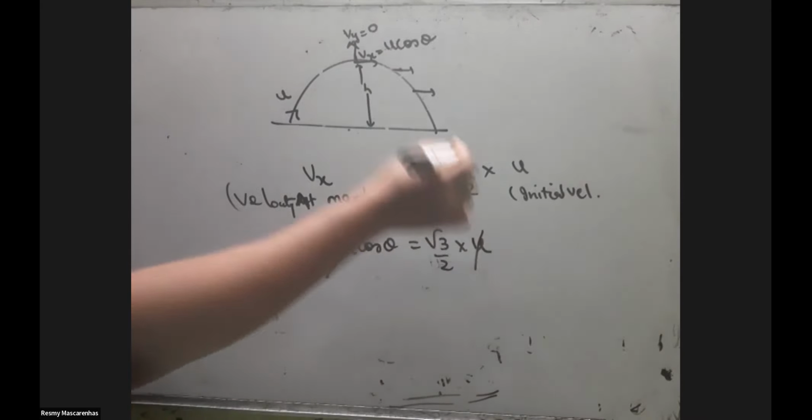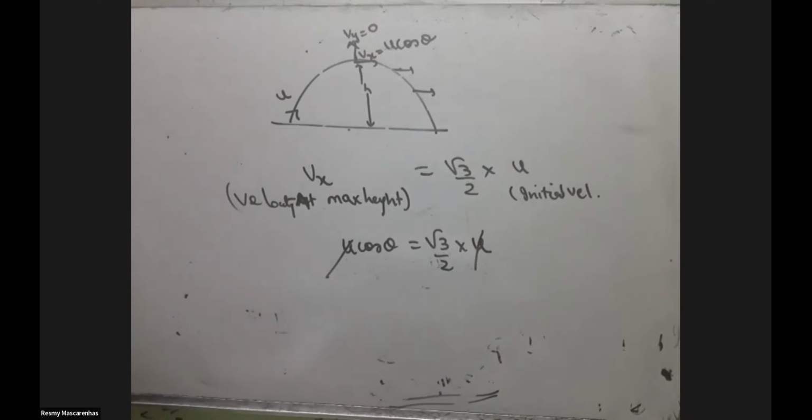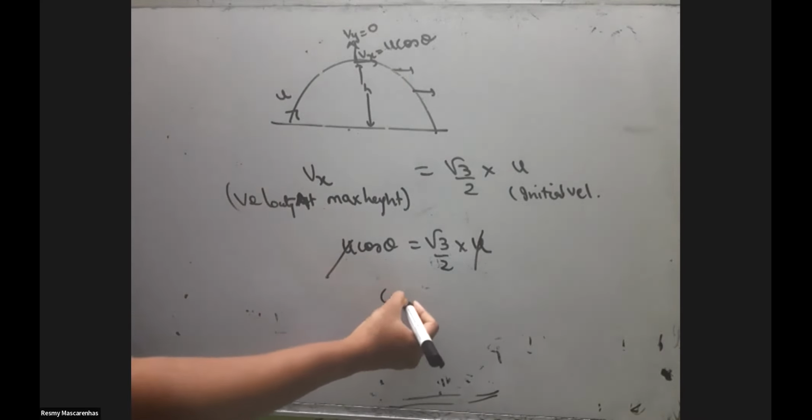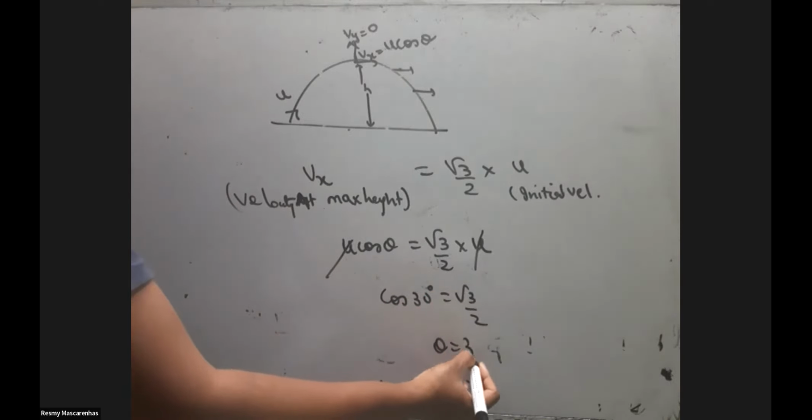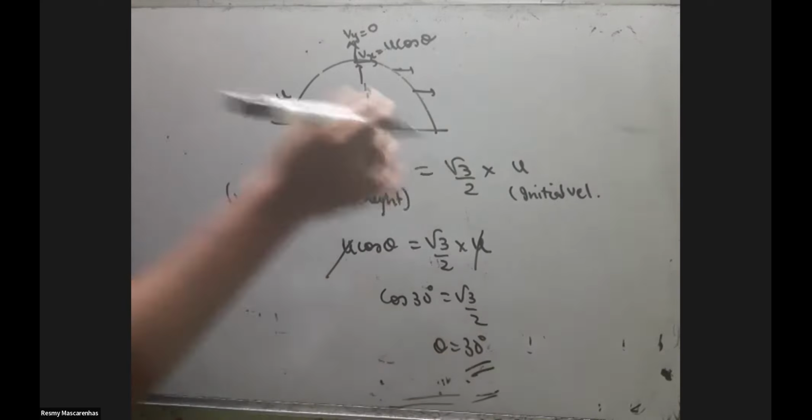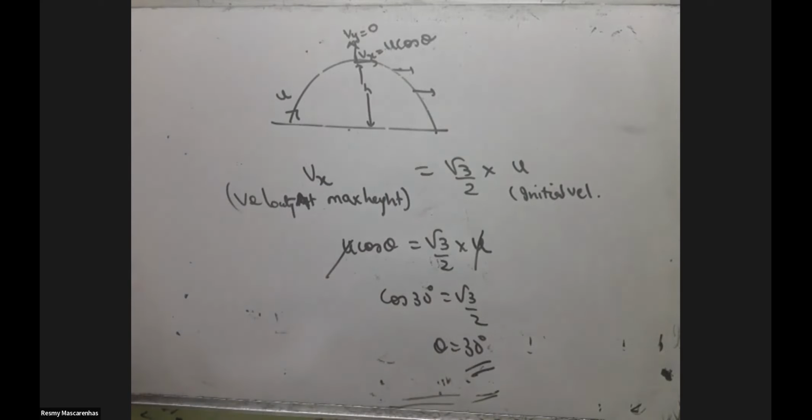U and u will cancel. So cos of, you know that 30 degrees, root 3 by 2. So theta is 30 degrees. But the angle has not been asked. The range has been asked.